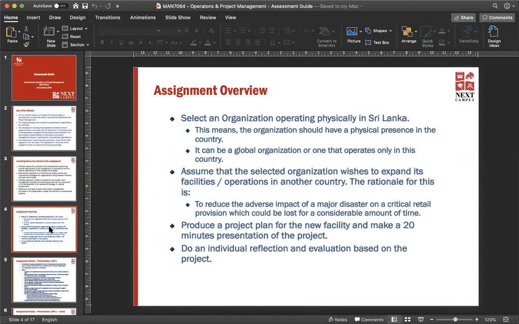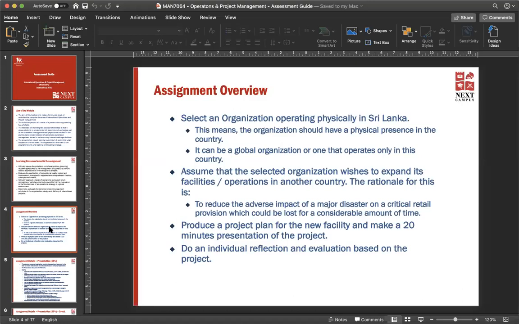So what is the assignment overview? Now this is very important. You have to really understand what is required from the assessment. Most of you have done it. I don't know, there are a couple of students who have not had a discussion with me on the selected organizations. I would advise them to contact me in their free time, so that we can discuss the organization that you have selected.